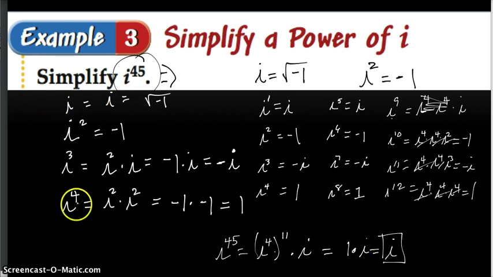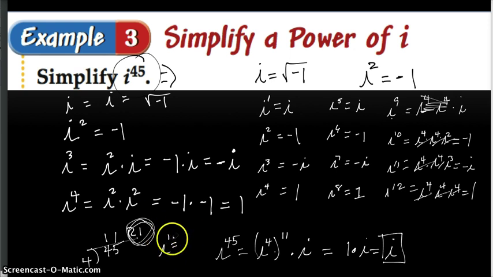The way we sometimes do these problems is, since every group of 4 we get 1, we can take 45, divide it by 4. When I do that, I get 11 with a remainder of 1. That 1 is the exponent that I think of when I'm raising i to that remainder, that 1. Let's talk about that more when we get to talk in person, if that didn't make much sense. But the answer to this is i. Let's look at a couple more examples.